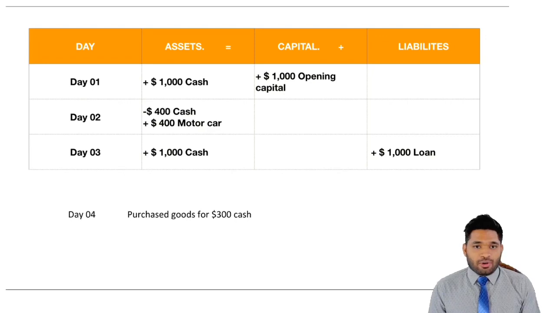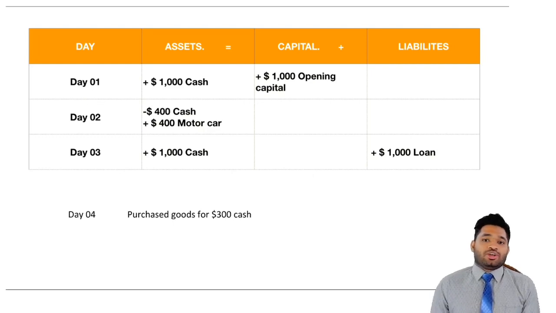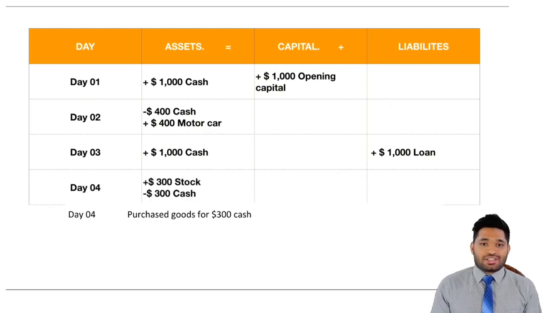On day 4, you purchase goods, 300 cash. Now this inventory, you will be using it in your business to generate future economic benefits. So this inventory belongs to what element then? It's an asset. So what happens is you create a new asset, which is your stock. So asset will increase by 300, which is your stock. Since you are paying cash, your cash will decrease by 300.